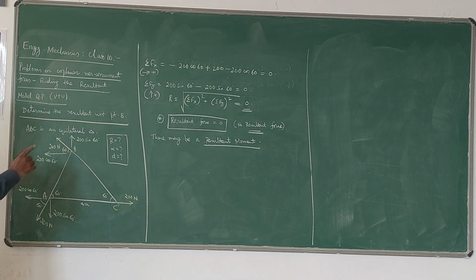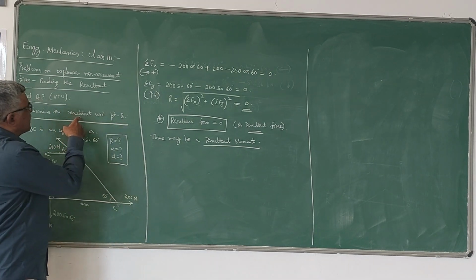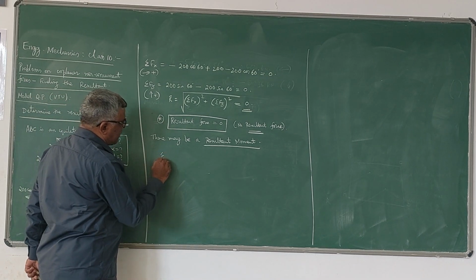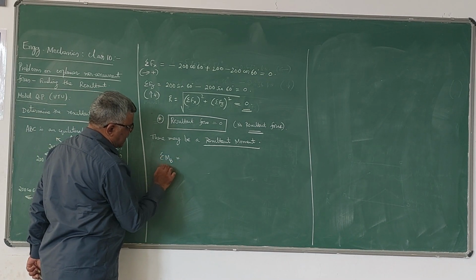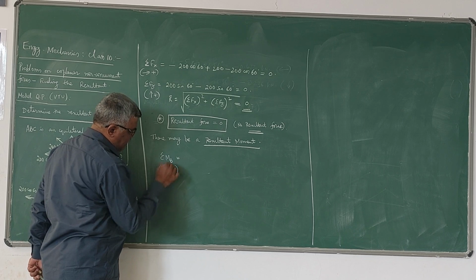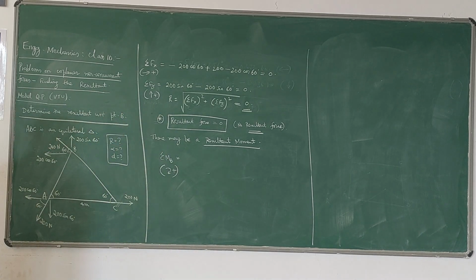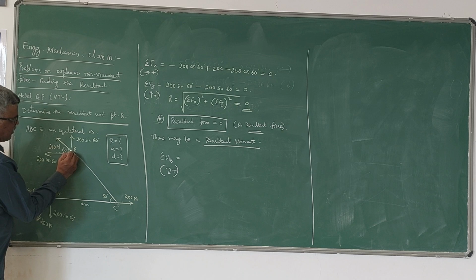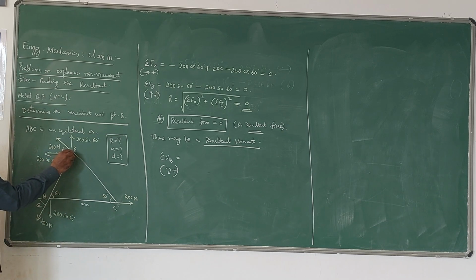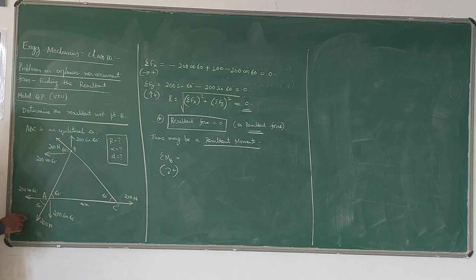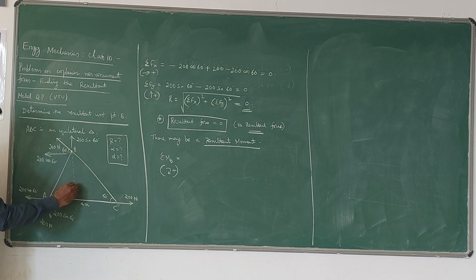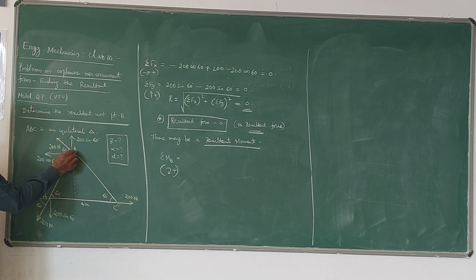For that, since it is asked to find the resultant with respect to point B, I will take sigma MB, by considering forces acting clockwise positive, anti-clockwise negative. Now I will take this point B. This point B will not have any moment due to this 200 Newton force because it is passing through this B. Now coming to this, there are two forces here, horizontal and vertical. These two will give moment about the point B.